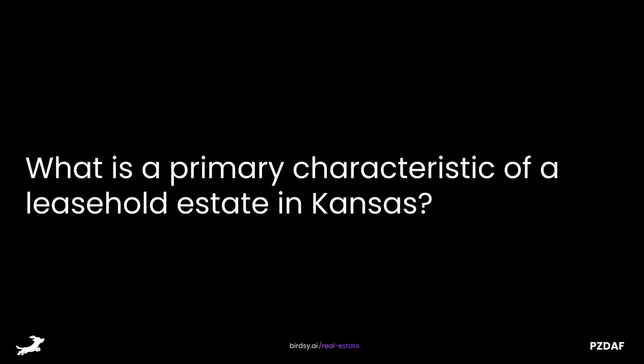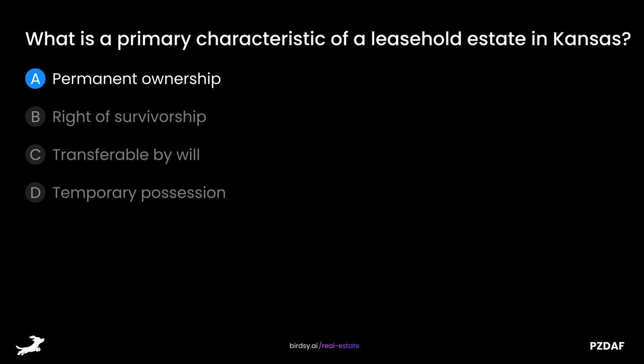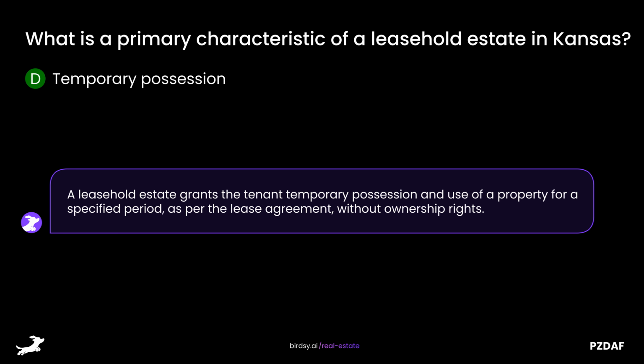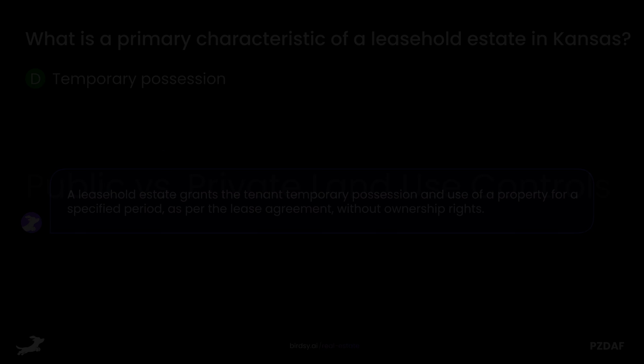What is a primary characteristic of a leasehold estate in Kansas? Is it A, permanent ownership, B, right of survivorship, C, transferable by will, or D, temporary possession? The answer is D, temporary possession. A leasehold estate grants the tenant temporary possession and use of a property for a specified period, as per the lease agreement, without ownership rights.